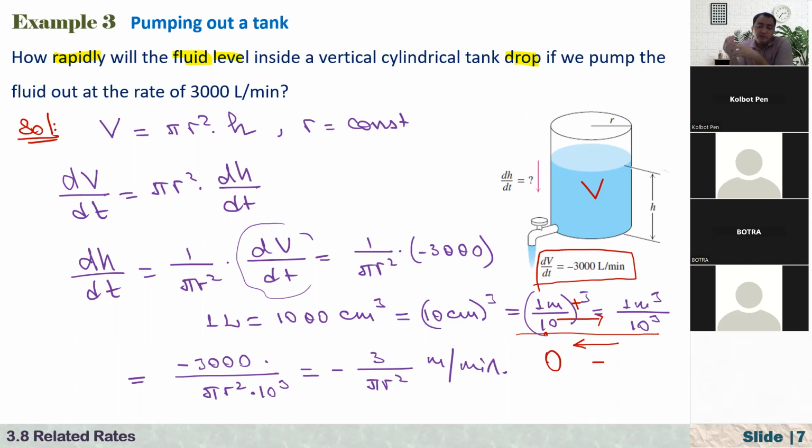But see here, we don't know the radius. It depends on the radius. If the radius is bigger, the rate of change will be smaller. It drops slowly and slowly. If the radius is small, it actually drops so fast.